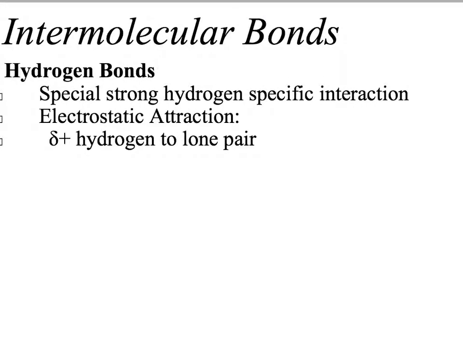And then my last class, the hydrogen bonds. And the hydrogen bonds are a special, strong hydrogen-specific interaction. And my attraction here is the partially positive hydrogen to a lone pair. All right, so that was really just a quick overview. My three van der Waals interactions: my Keesom, which is the permanent dipole to permanent dipole, my Debye, which is a permanent dipole to an induced dipole, and my London dispersion forces, which is an instantaneous dipole to instantaneous dipole.